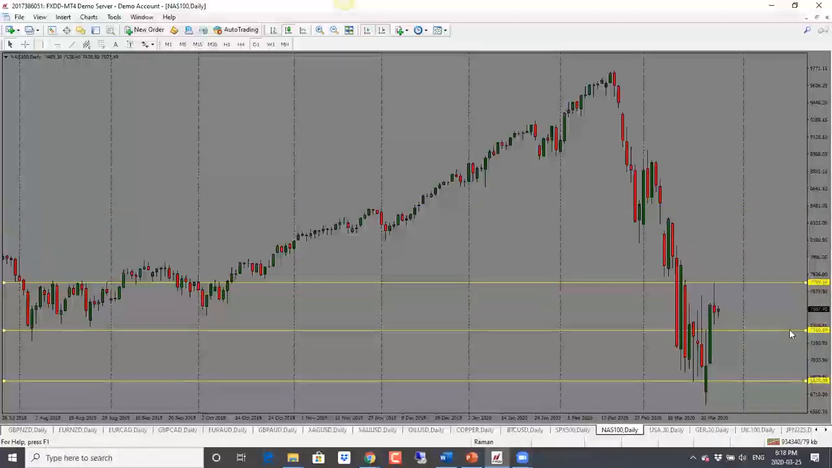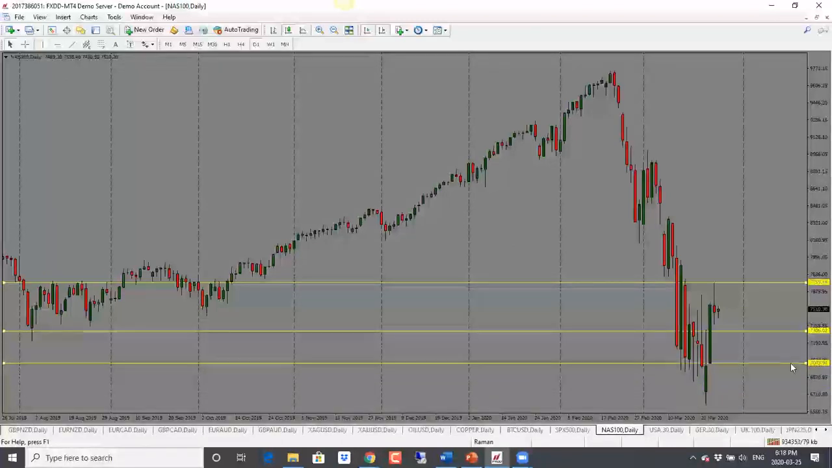First target is 7,300, and then below that we are looking at 7,000. So bias is bearish for Nasdaq.